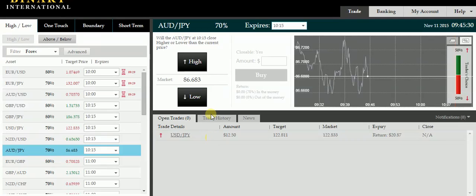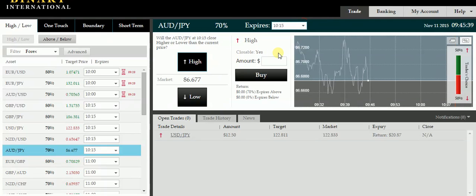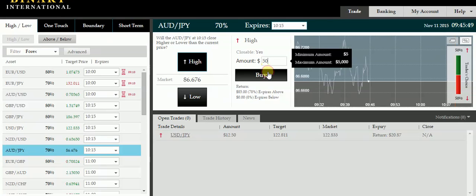Aussie yen, and the next available expiry is 10:15. That's about 30 minutes. So just press high and investment amount of $50, and then we'll buy.